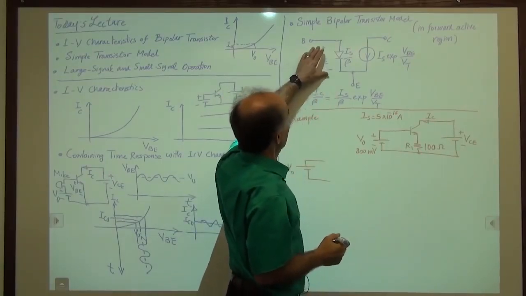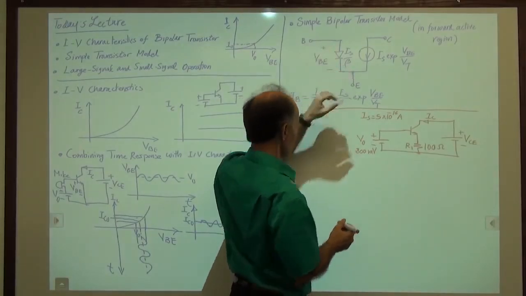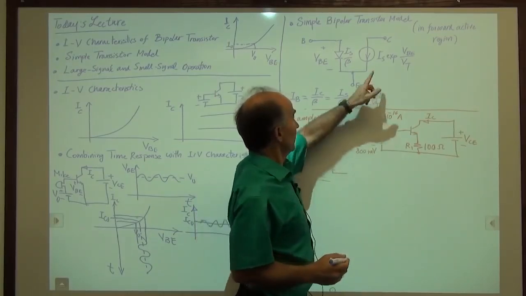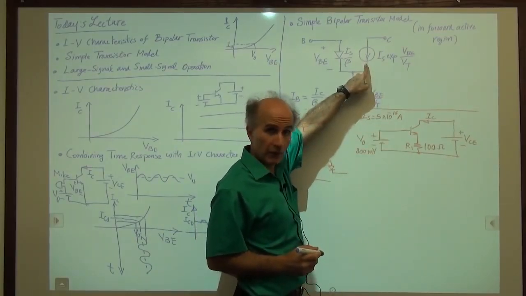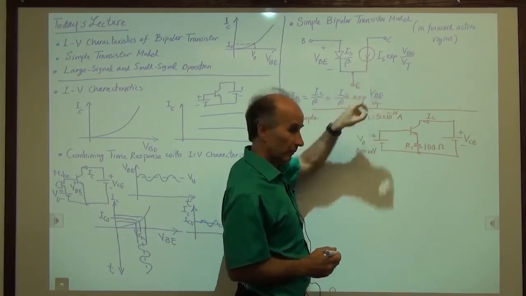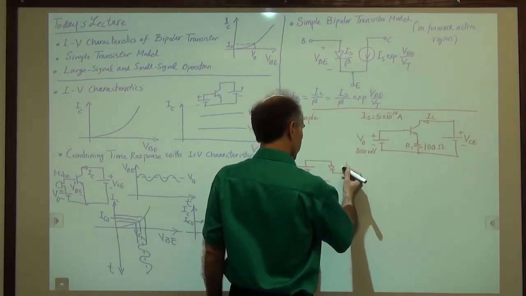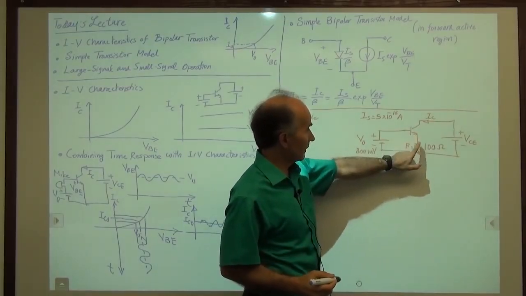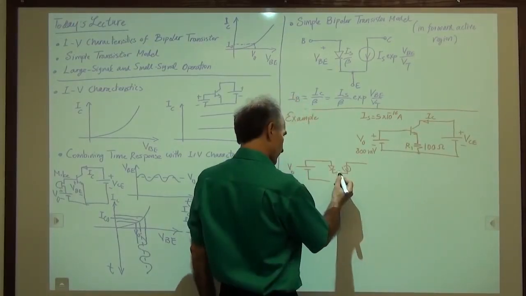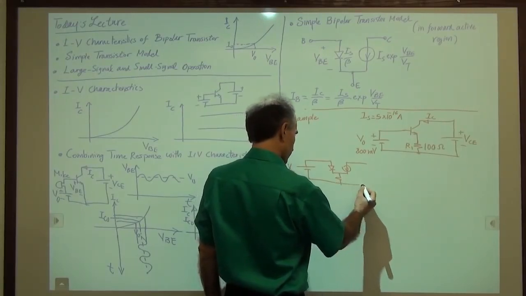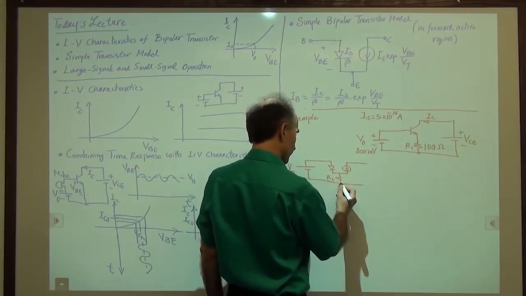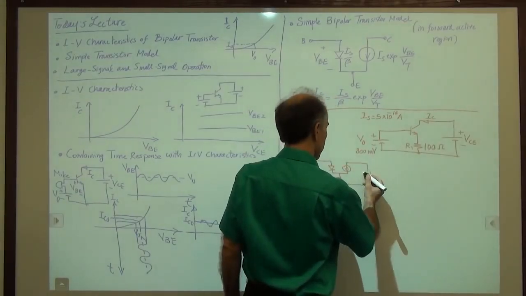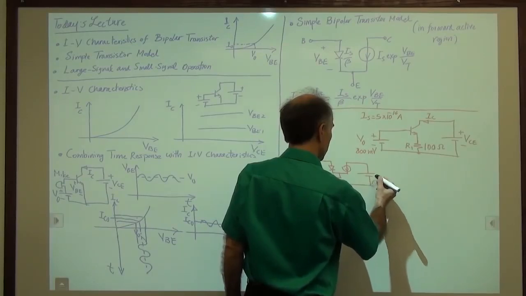The model says place a diode between base and emitter. So here's a diode between base and emitter. Place a voltage-dependent current source between the collector and the emitter. Here's the voltage-dependent current source. Now, we happen to have a resistor from emitter to this point. So we have to add that here. Resistor between these 2 points. And then we have to have a battery from outside. So here's a battery, VCE.